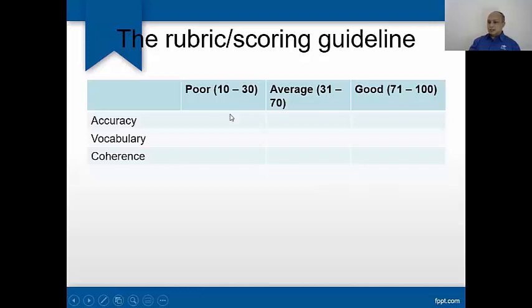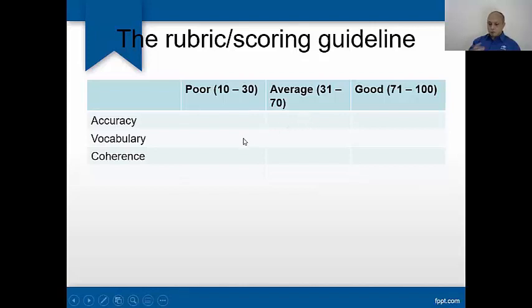Again, you will look at a piece of writing, at a piece of essay, and then you will score each of the elements. Accuracy. Oh, this grammar is not very good. There are quite a few or many or some grammatical mistakes. So, okay, let me score only 65 here. You put the 65 here.